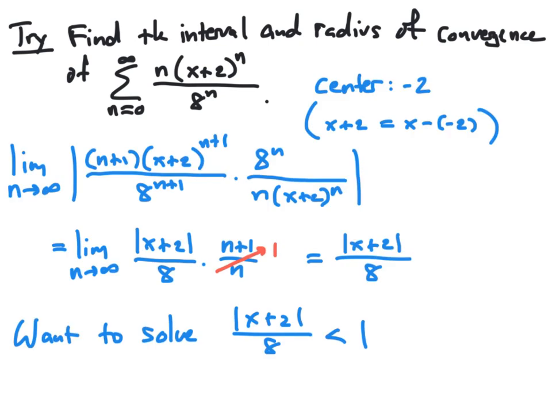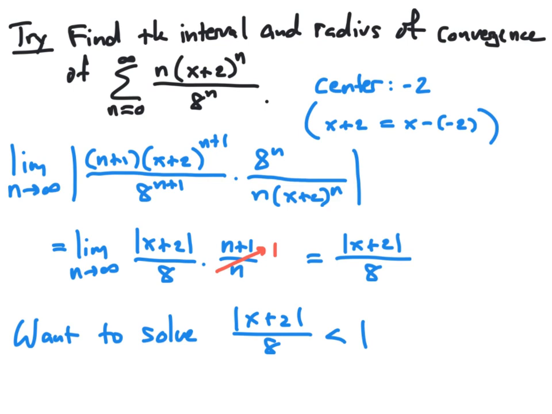We first note for future reference that the center of our power series is negative 2. This is because the variable term in our power series is x plus 2, and we can rewrite that as x minus negative 2. So here the center is negative 2 as opposed to positive 2.